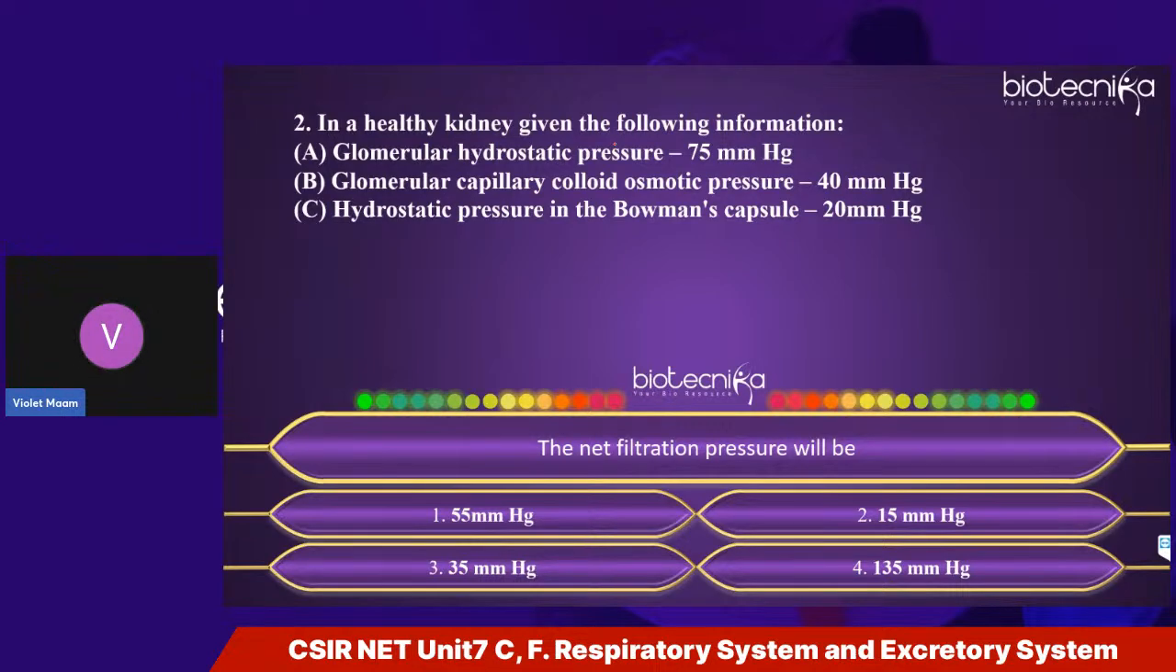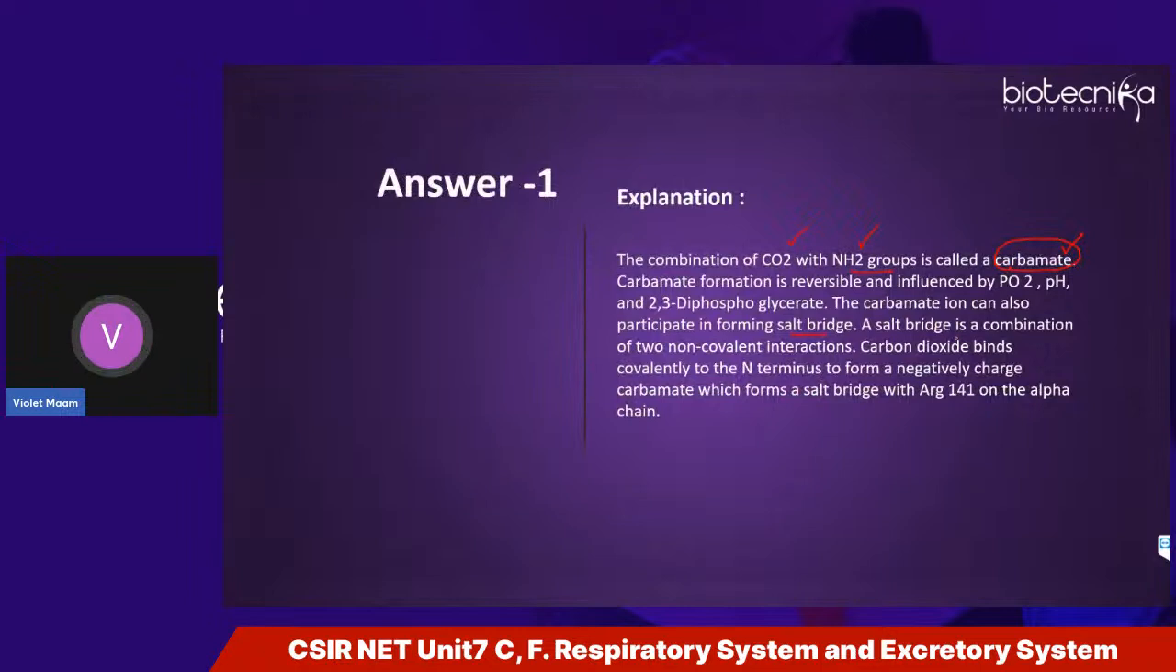So if we go through, what is a salt bridge? It is a combination of two non-covalent interactions. First, carbon dioxide binds covalently to the N terminus, so it will form a negatively charged carbamate. You all can make a note of these important points, because sometimes they might write these statements in the question. They'll not ask you the exact same question, but related to that same question, they might write a statement. So carbon dioxide binds covalently to the N terminus to form a negatively charged carbamate. This negatively charged carbamate will form a salt bridge. And with what will it form a salt bridge? You can remember it's with arginine 141 that is present on the alpha chain. Is it clear for everyone?